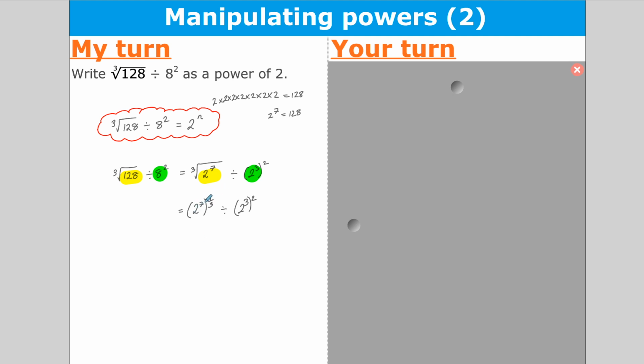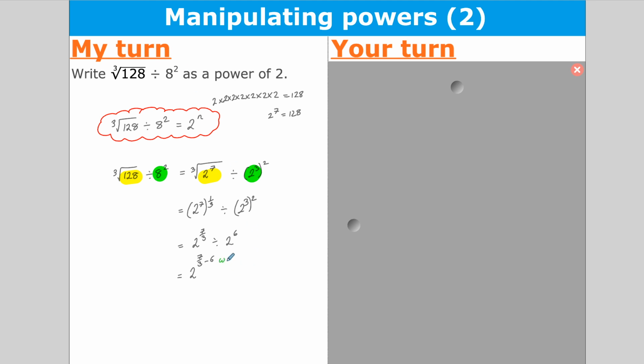Now the power of the power rule means 2 to the 7 to the third, we can multiply these, and 2 to the 3 to the 2, we can multiply the 3 and the 2. So that's 2 to the 7 multiplied by a third is 7 thirds, divided by 2 to the 3 times 2 is 6. And because we're dividing and the base number's the same, we can subtract the powers. So that's 2 to the power of 7 thirds take away 6.